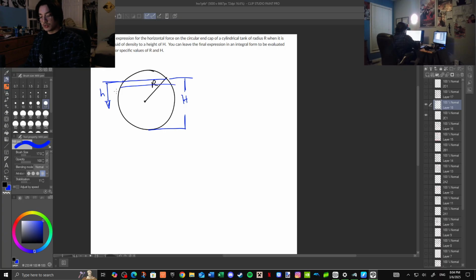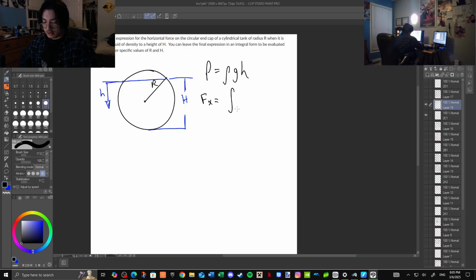We are taking individual slices at point little h in order to find the total horizontal force pushing against the end cap. Since this problem is dealing with pressure, we pull out the standard pressure equation expression: P is equal to rho g h. And we're taking that value at different points of that little h. So we're going to need to form an integral.